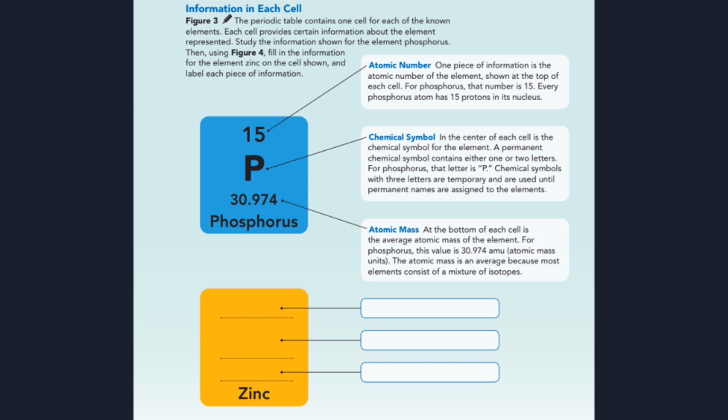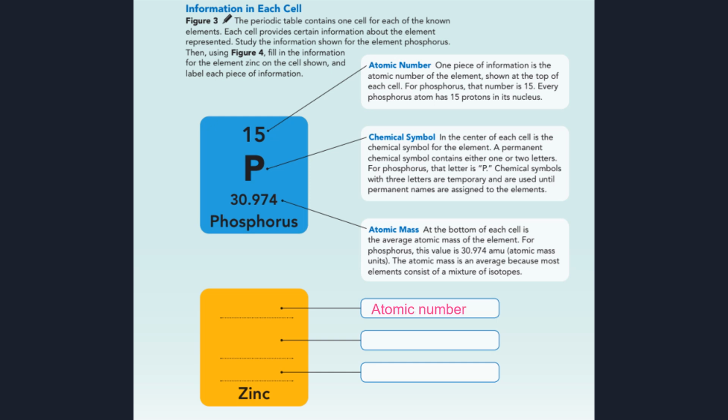Chemical symbols with 3 letters are temporary and are used until permanent names are assigned to the elements. Atomic mass is at the bottom of each cell, and it is the average atomic mass of the element. For phosphorus, this value is 30.974 atomic mass units. The atomic mass is the average because most elements consist of a mixture of isotopes.